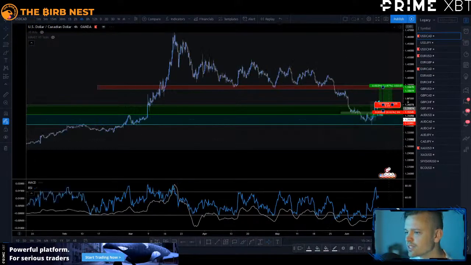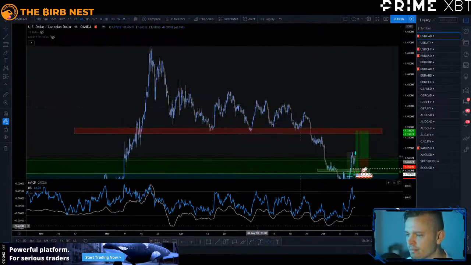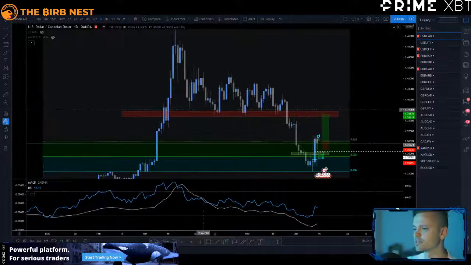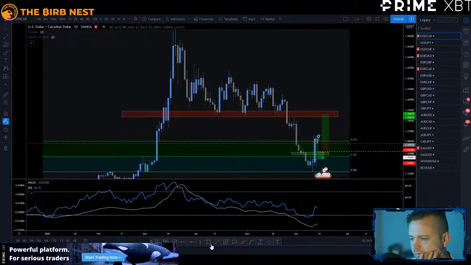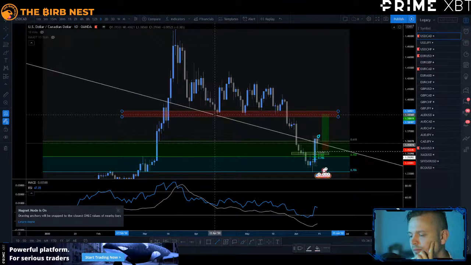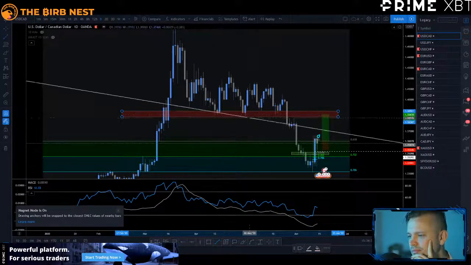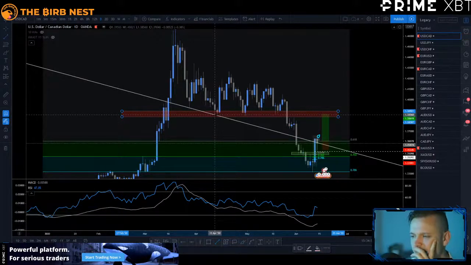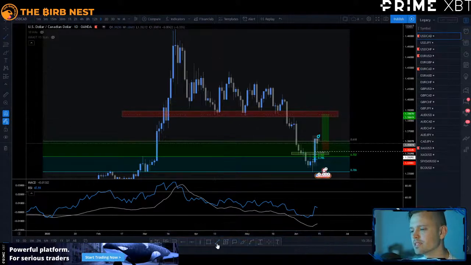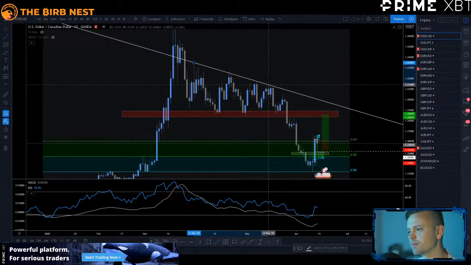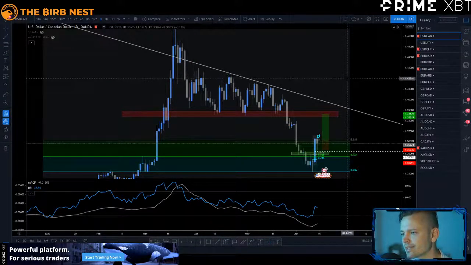And I'm also seeing some type of channel here, right? This kind of makes sense too, but it's only had 2 touches. This area up here makes a lot more sense, honestly. Something like that, right? Obviously not perfect, but I like this trend line.